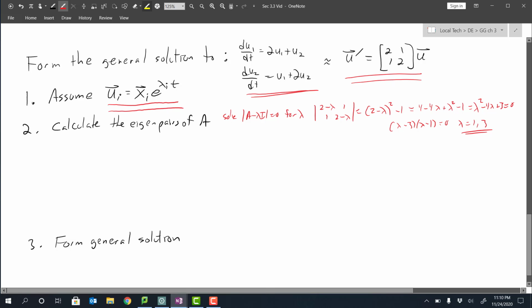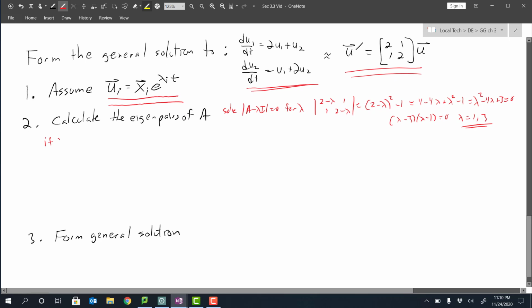Next, I have to find my eigenvectors. So then I'll say if lambda equals 1, for instance, I then need to solve the homogeneous matrix equation A minus lambda I times my eigenvector equals 0. So I subtract lambda on the diagonal. So 2 minus 1 is 1. I'll end up with this matrix, this equation here, which I'll generate the augmented matrix, and I'll have to do my row reduction. When I do my row reduction, I'm basically going to take row 2 minus row 1, and it will row reduce to this.